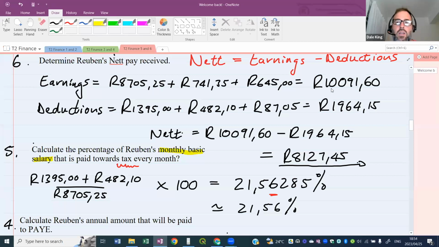The biggest tip I can give you here is to please, please, please do it step by step. Get the earnings total, get the deductions total, and then put it into your formula. Net is equal to earnings minus deductions.